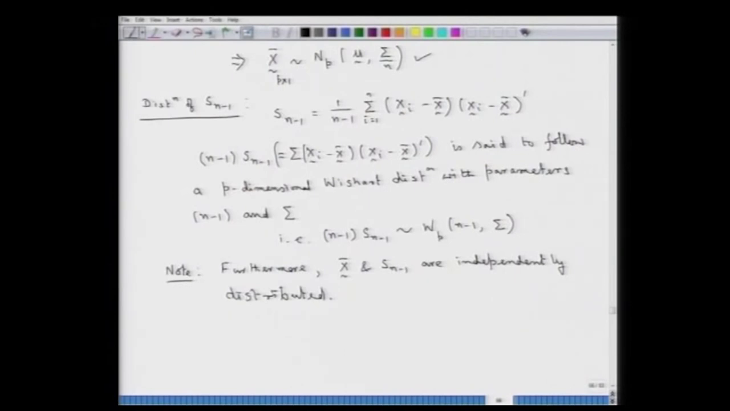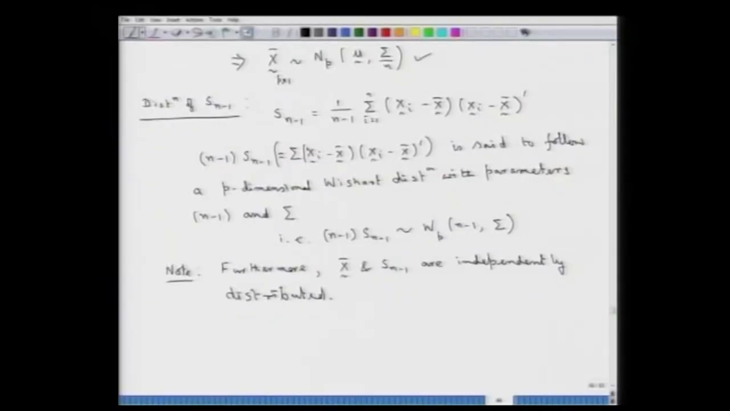What is the result that we have for the univariate normal setup? If we have x1, x2, ..., xn, a random sample from a univariate normal distribution with mean mu and variance sigma square, then x bar has a normal distribution with mean mu and variance sigma square by n.